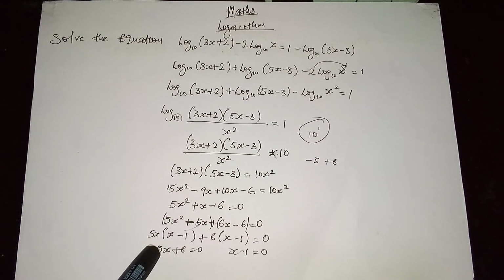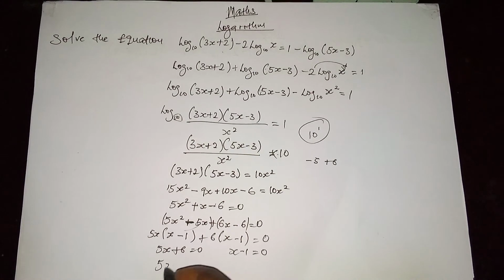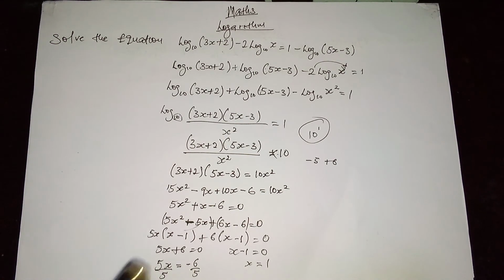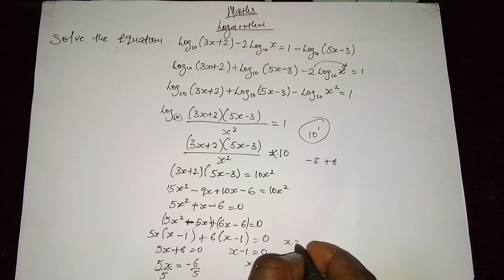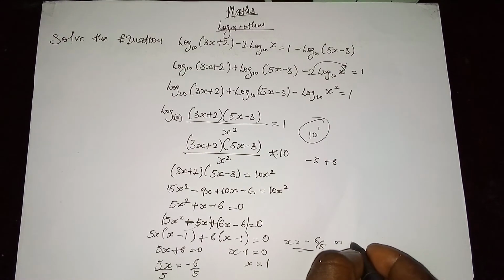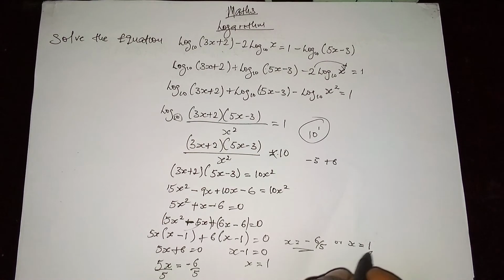So I want to make x the subject of the formula. I take 6 to the other side. I have 5x is equal to negative 6. So when I divide both sides by 5, in this case, x will cross this side, becomes positive 1. So in this case, x is equal to positive 1, while in this case, x is equal to negative 6 over 5. So this is the correct answer to this problem.